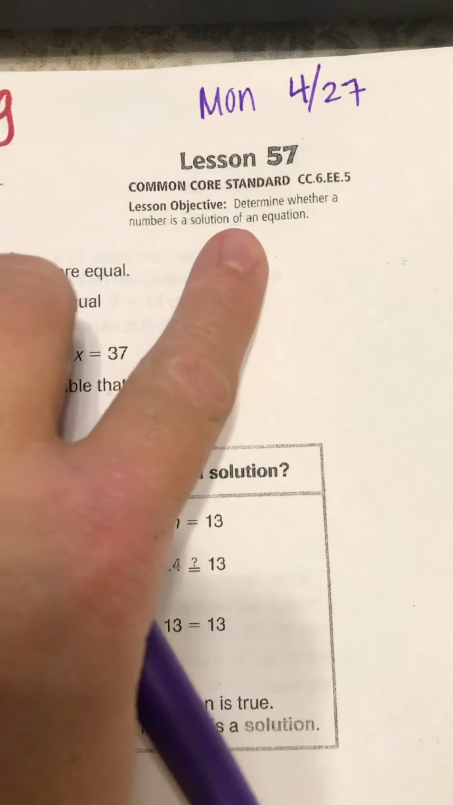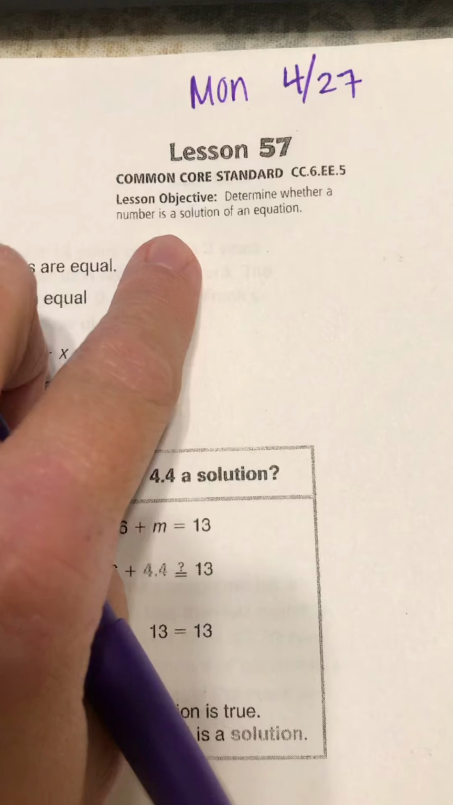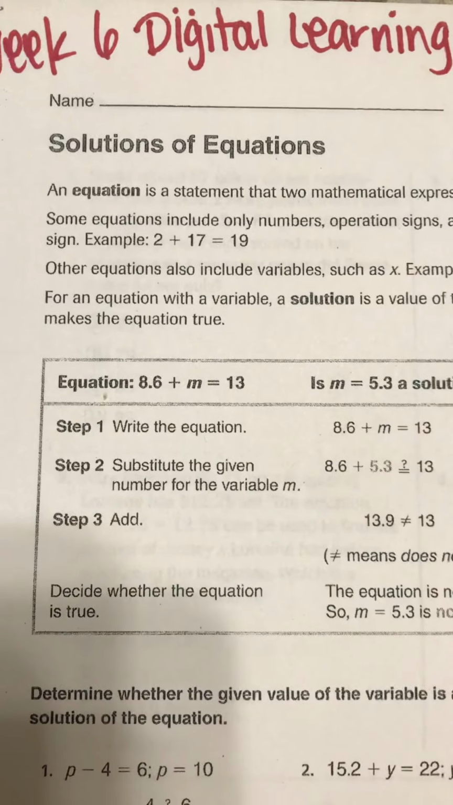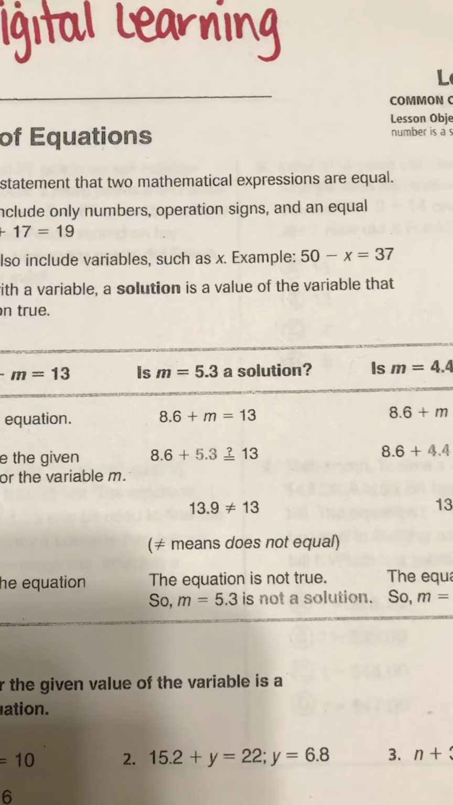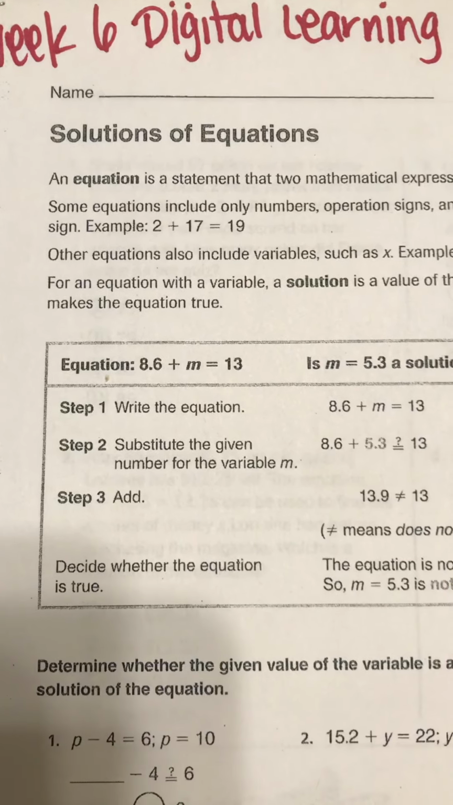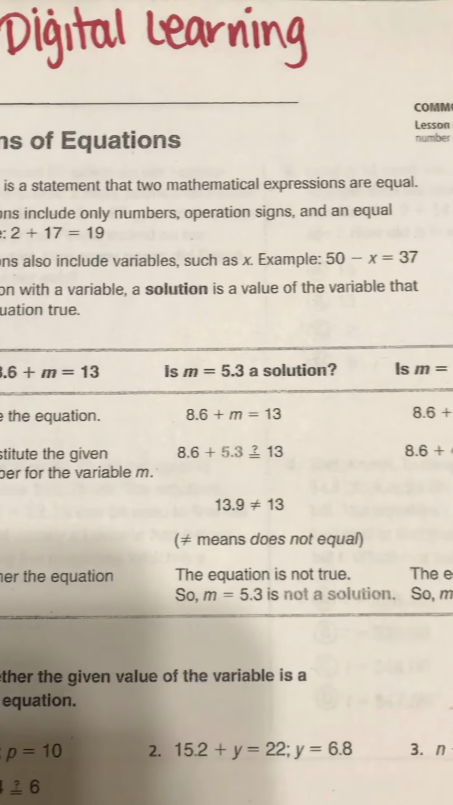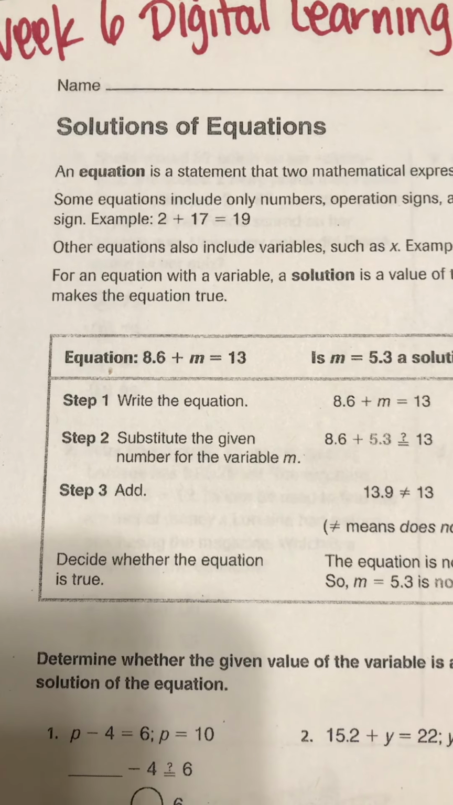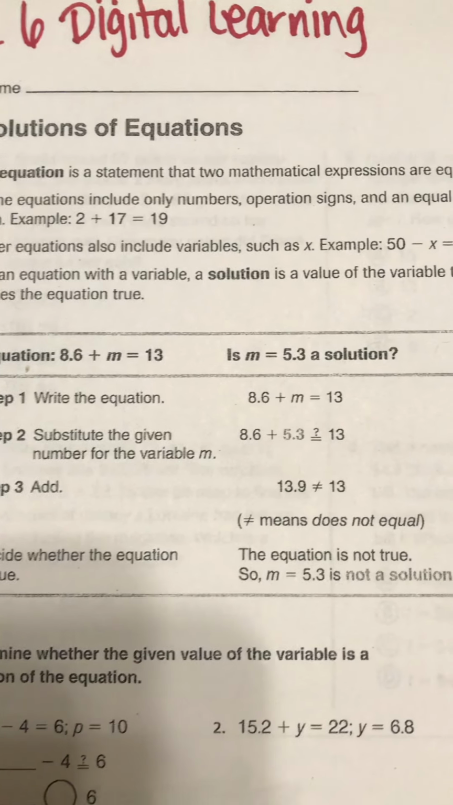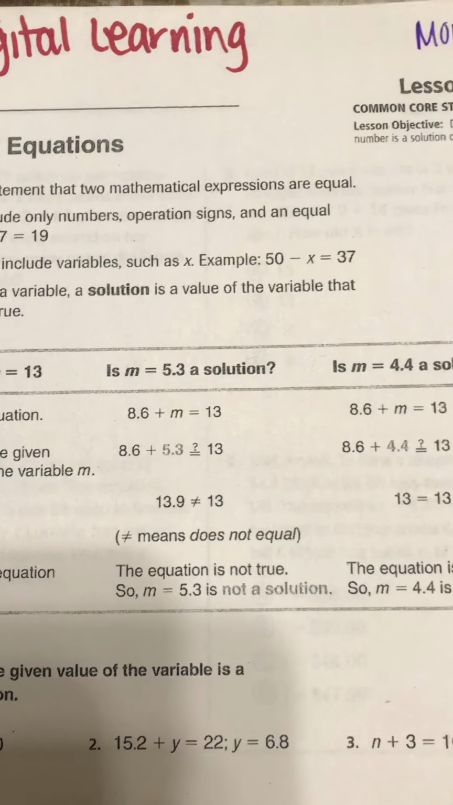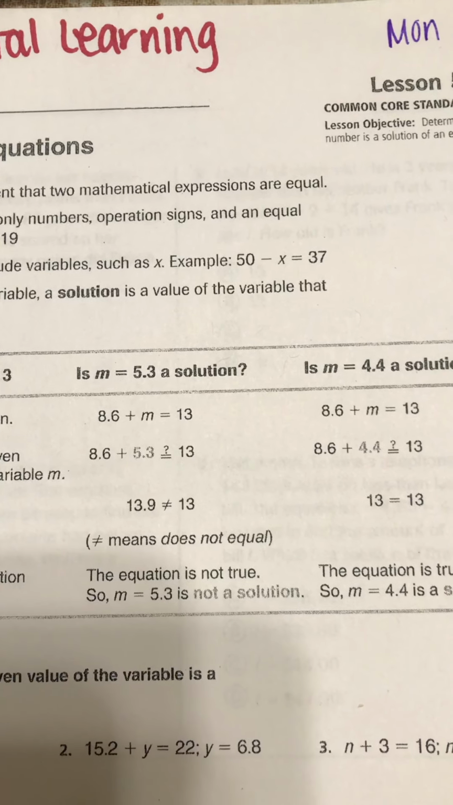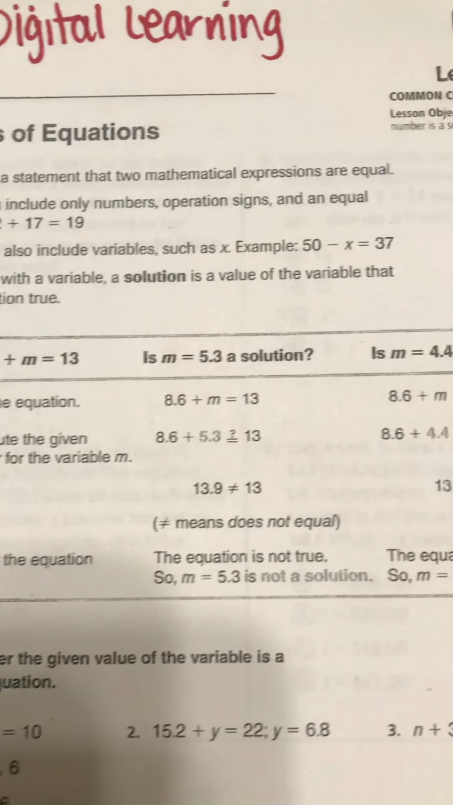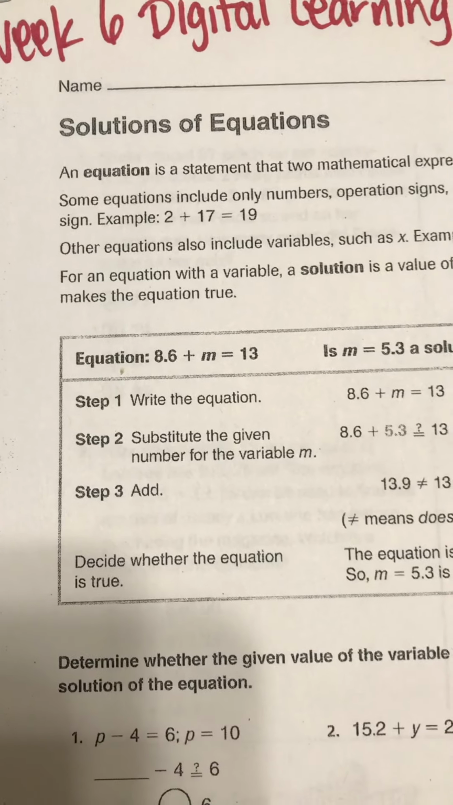For this objective, we are going to determine whether a number is a solution of an equation. So let's go over this. An equation is a statement that two mathematical expressions are equal. Some equations include only numbers, operation signs, and an equal sign. Example, 2 plus 17 equals 19. Other equations also include variables such as x. Example, 50 minus x equals 37. For an equation with a variable, a solution is a value of the variable that makes the equation true.